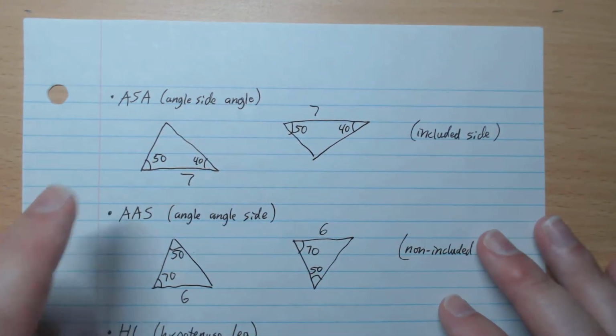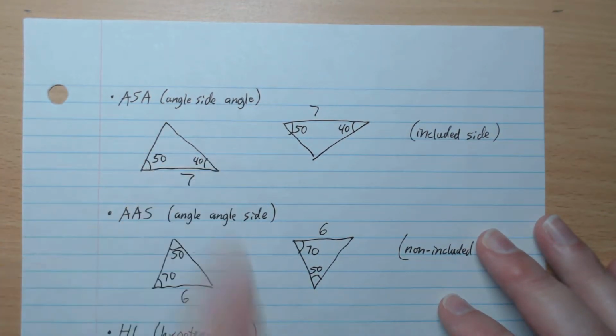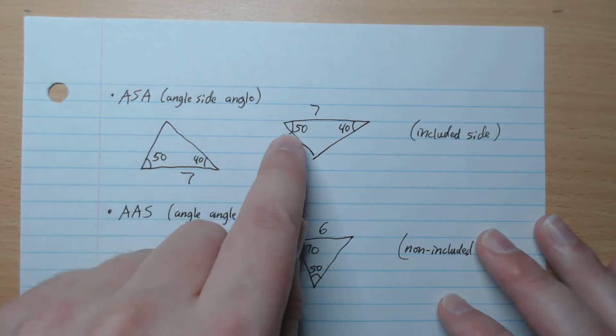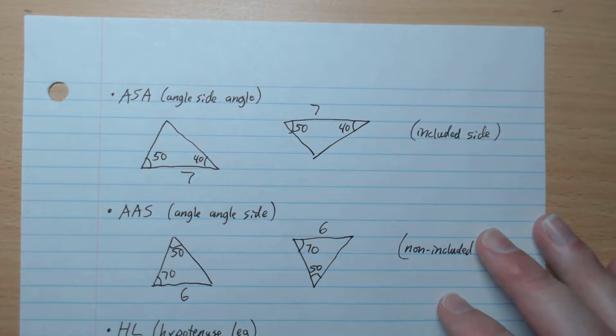Okay, number 3. Angle, side, angle. So we know an angle here, we have the side there, and we know the angle there. So if we had another triangle where it follows the same pattern, angle, side, angle, and they're the same, then the two triangles are congruent.